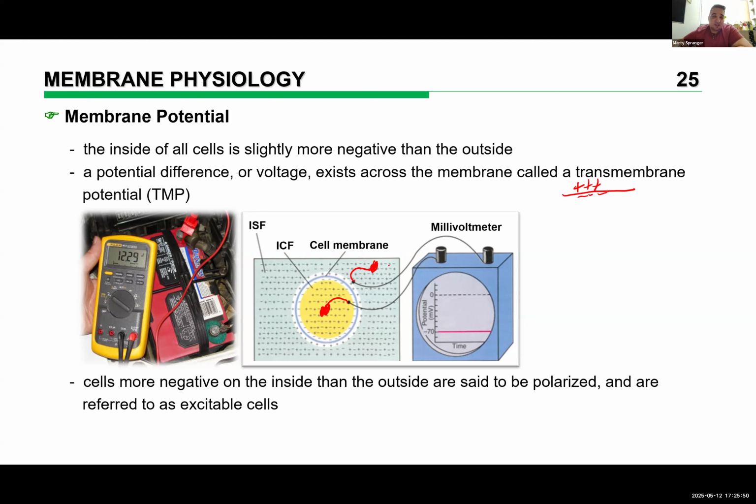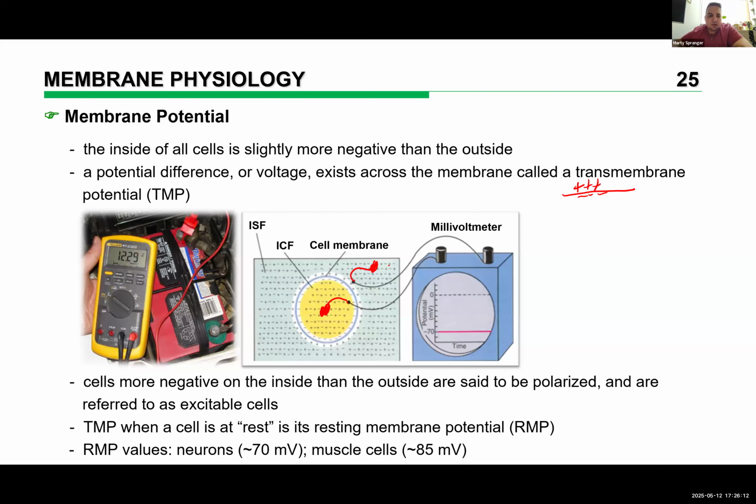So cells more negative on the inside than the outside are said to be polarized. So they have this polarity. And they're referred to as excitable cells. Pretty much every cell of the human body is like this. The transmembrane potential when a cell is at rest, in other words, not really doing anything, would be its resting membrane potential. And those values that we need to know later for neurons will be minus 70 millivolts, and for muscle cells will be minus 85 millivolts.